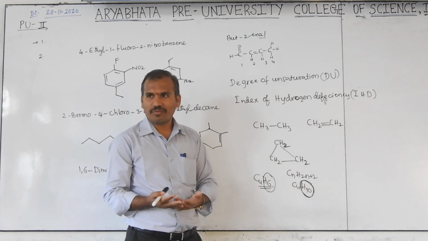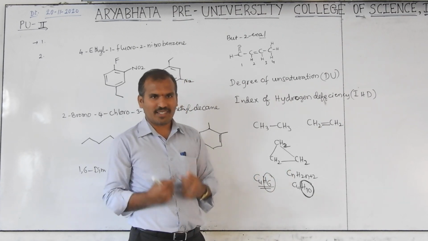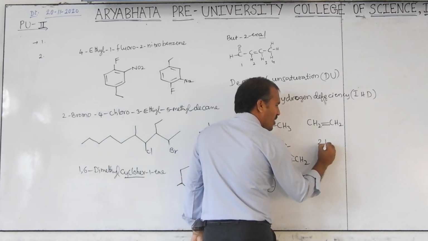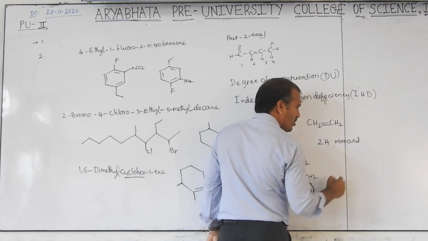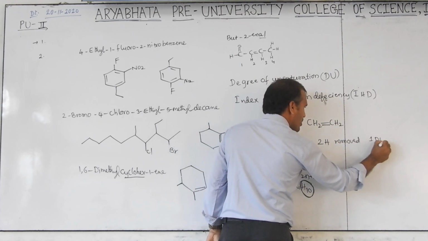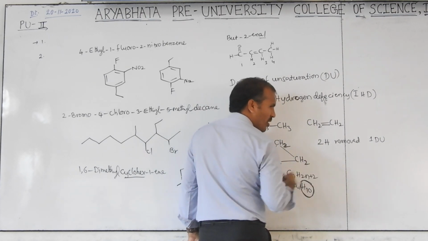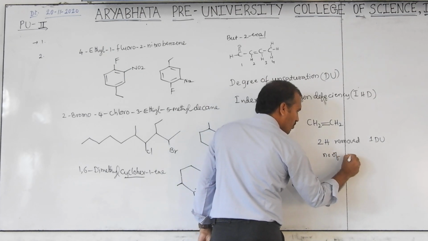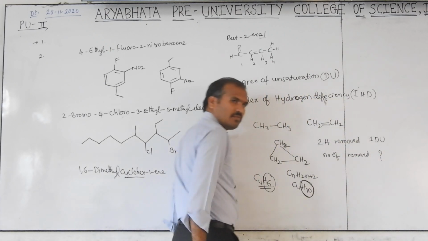But we can't always calculate like this. It is the simplest formula, so that you can answer immediately. That's why it is in this simplified form. 2 hydrogens removed is 1 degree of unsaturation. This is well known now. Now the number of hydrogens removed, that is how much degree of unsaturation.